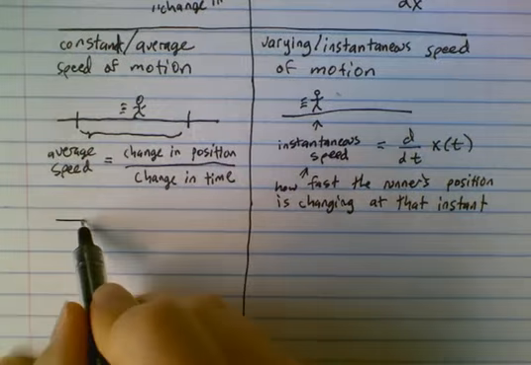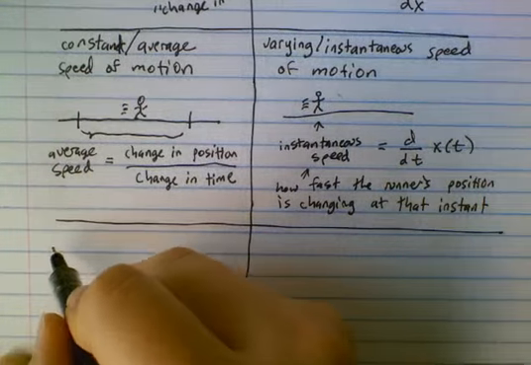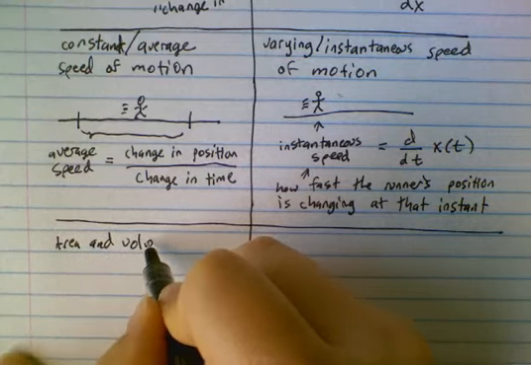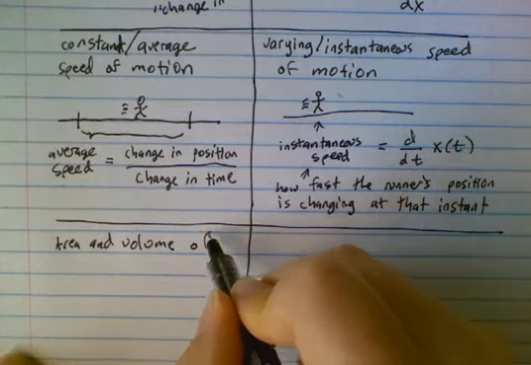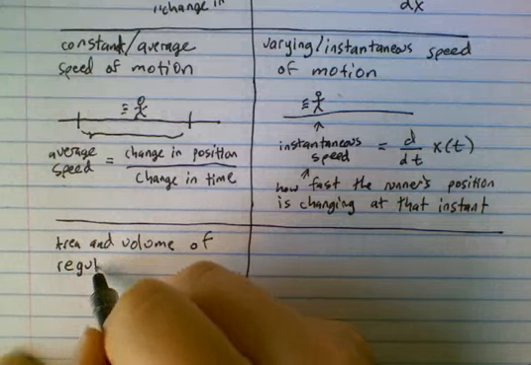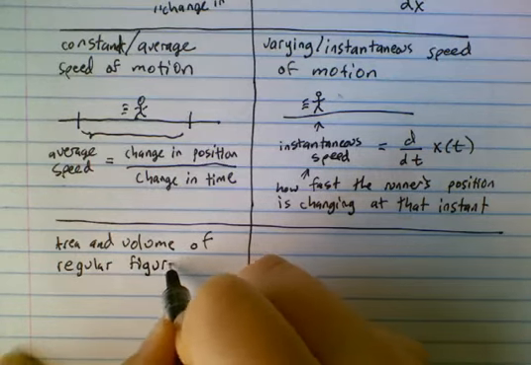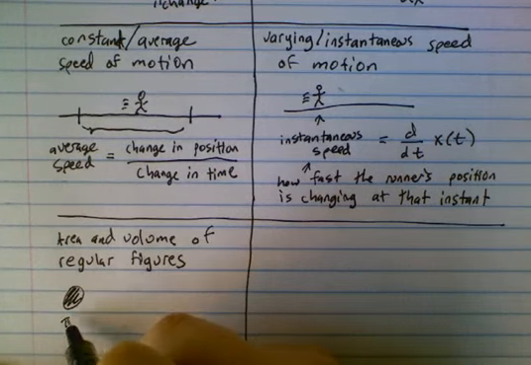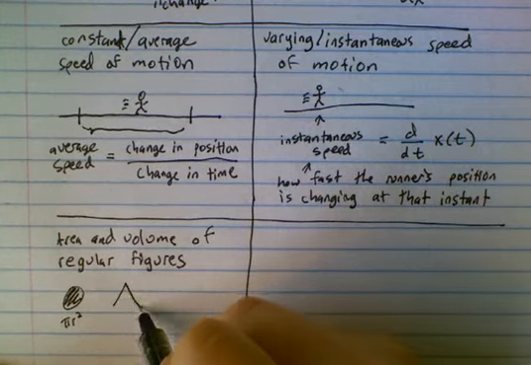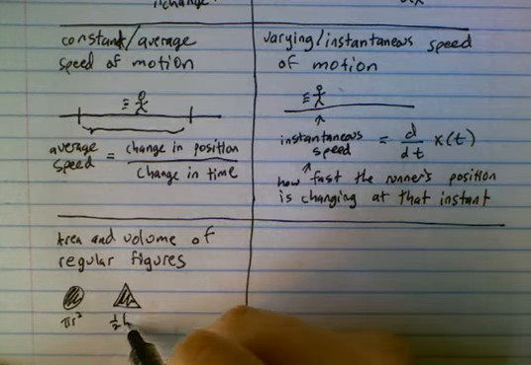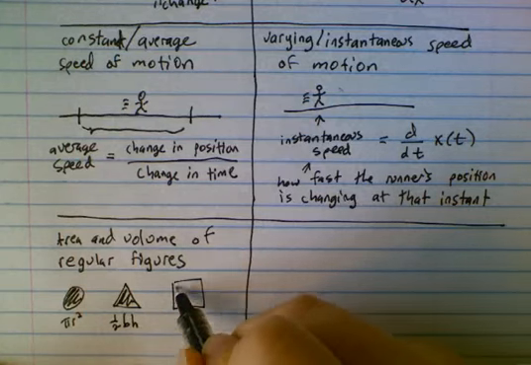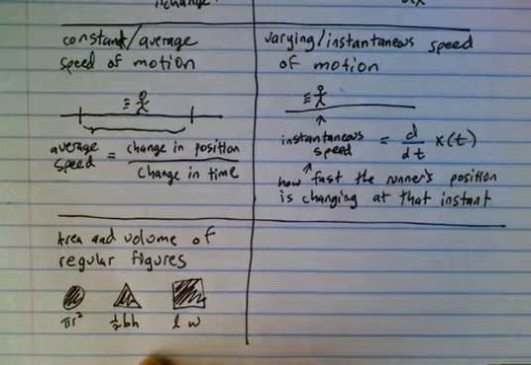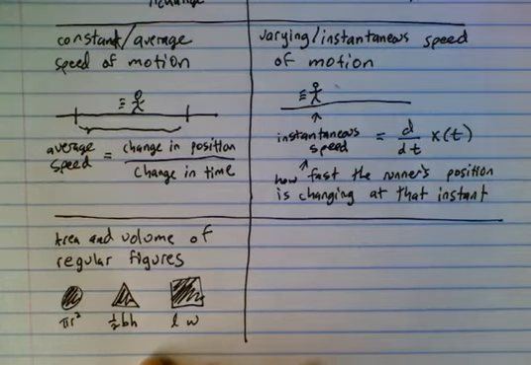The final piece is that precalculus allows us to find the area and volume of regular figures. So that's like finding the area of a circle, pi r squared, finding the area of a triangle, 1/2 base times height, finding the area of a rectangle or a square, length times width. Those basic formulas that we've worked with.